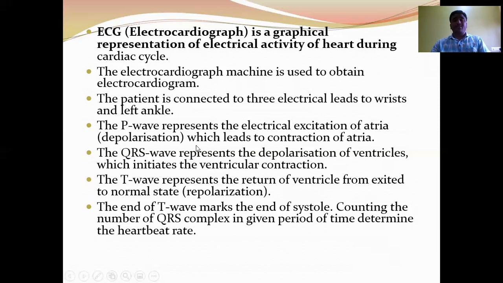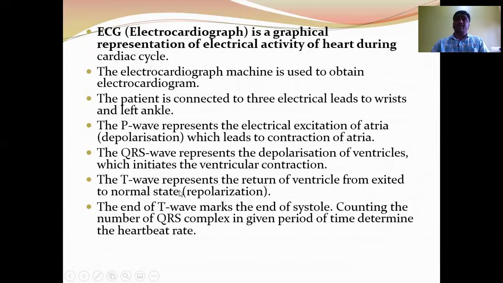Here, there are three waves present: P wave, QRS complex, and T wave. The P wave represents the electrical excitation of the atria, or depolarization of the atria, or atrial systole, that represents contraction of the atria. Next, the QRS wave represents the depolarization of the ventricle, or ventricular systole.